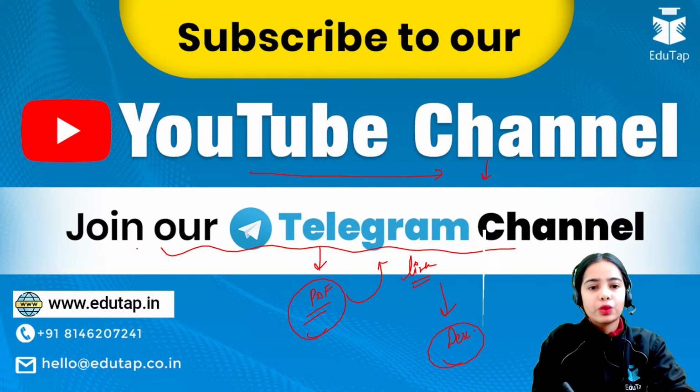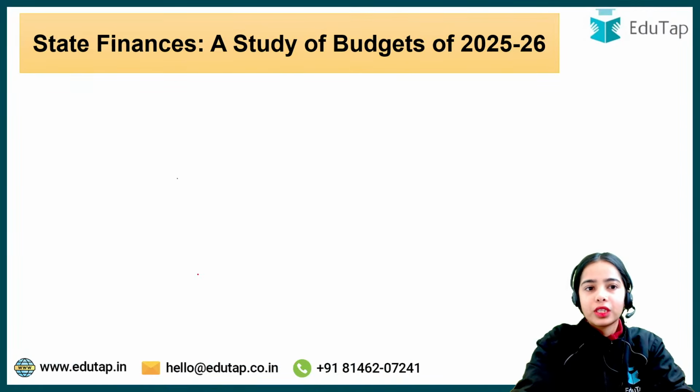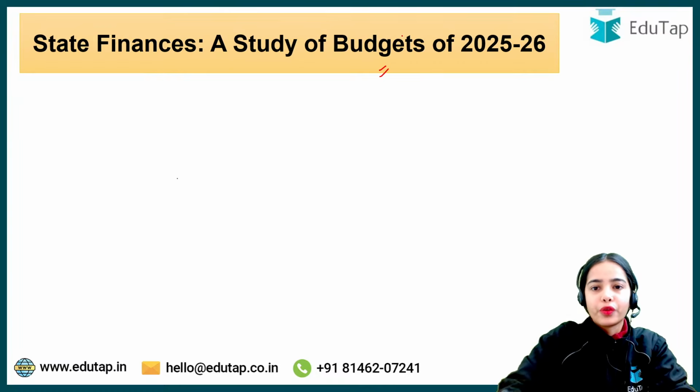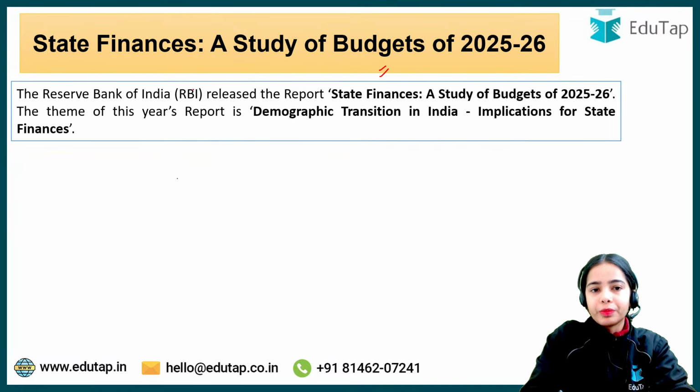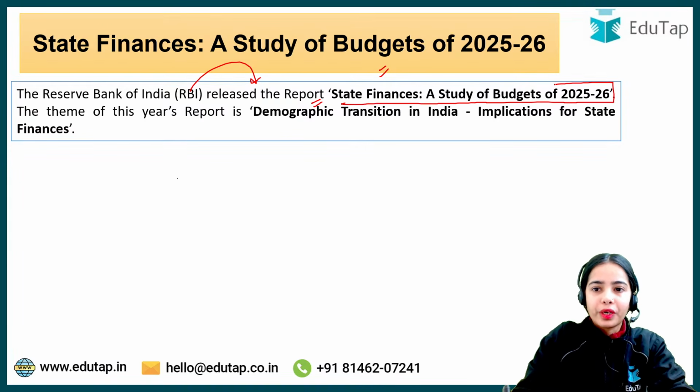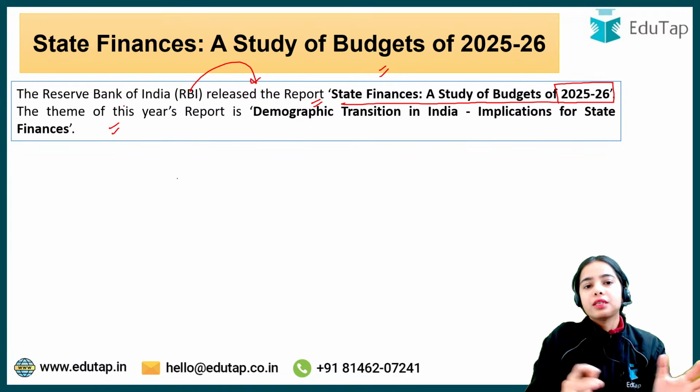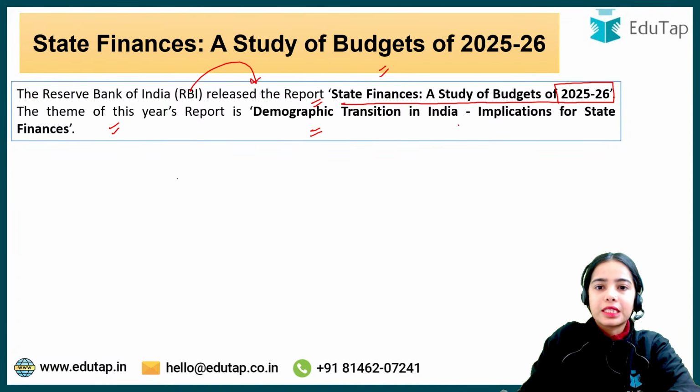Okay, so this is the idea. Now let's start with the State Finances, a study of budgets of 2025-26. The RBI has recently released the report State Finances, a study of budgets of 2025-26. The theme of this year's report is demographic transition in India, implications for state finances.